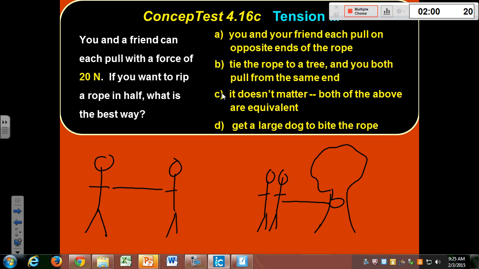Now which of those is the best way to rip the rope in half? The tree, right? I want to get as much force as possible. So 40 newtons is the right answer. That's B in case you didn't hear me. All right, I'm going to stop at 220.